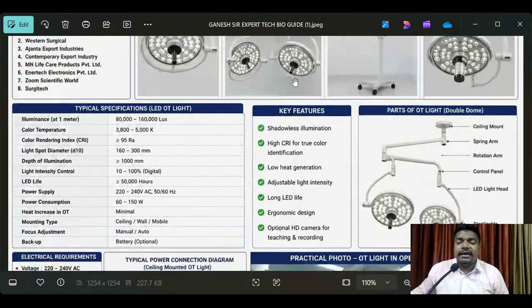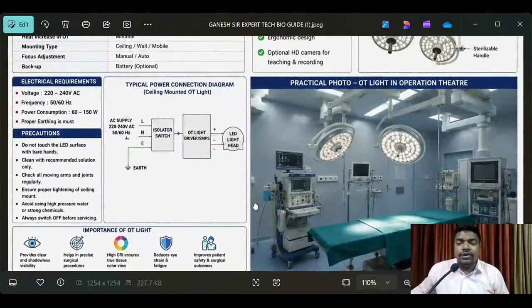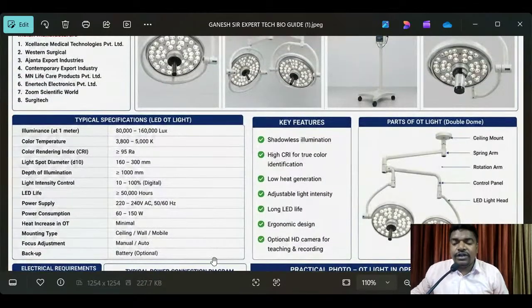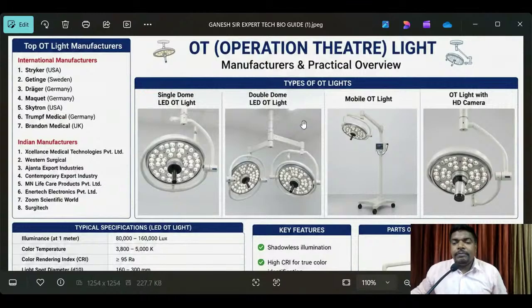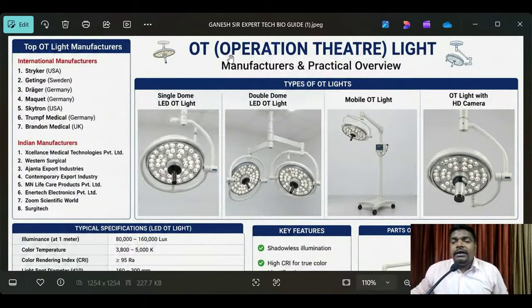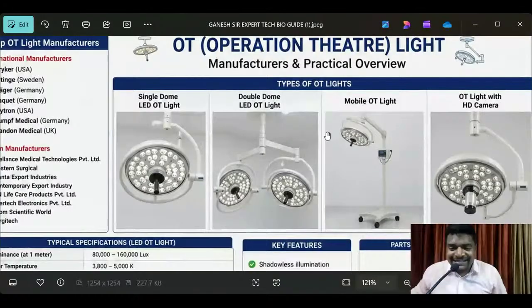Come to the point right now in this slide presentation. These are all points I am going to show you, and I will add my experiences. These points are definitely very useful in your work area, so you can perform your duty correctly. Here I am going to cover operation theater OT light manufacturers and a practical overview in this slide presentation. Is my voice clear?